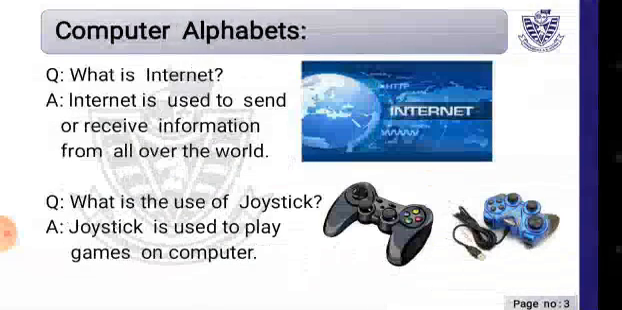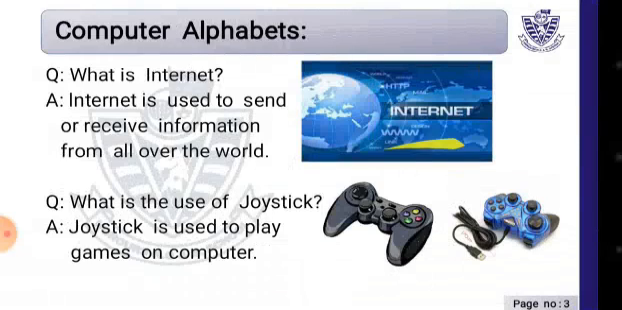The next question is, what is internet? Internet is used to send or receive information from all over the world.